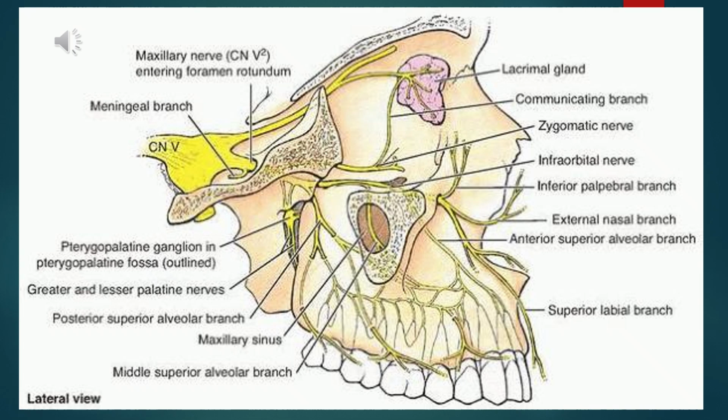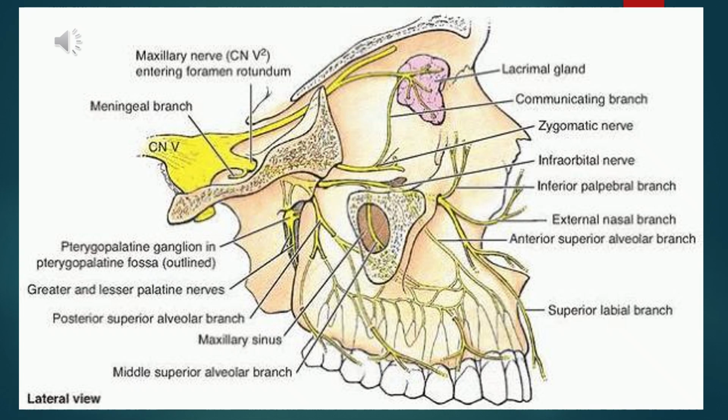The maxillary is the second division of the trigeminal nerve. It is the purely sensory division, and it begins at the middle of the semilunar ganglion, continues forward in the lower part of the cavernous sinus, and leaves the middle cranial fossa through the foramen rotundum to enter into the pterygopalatine fossa.